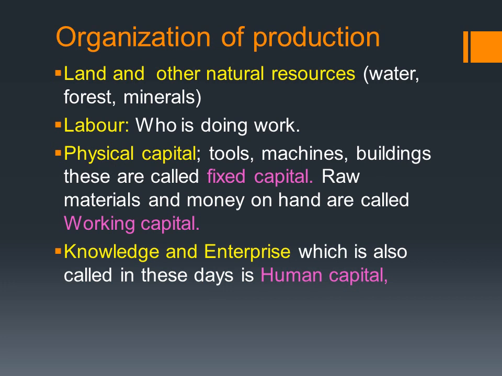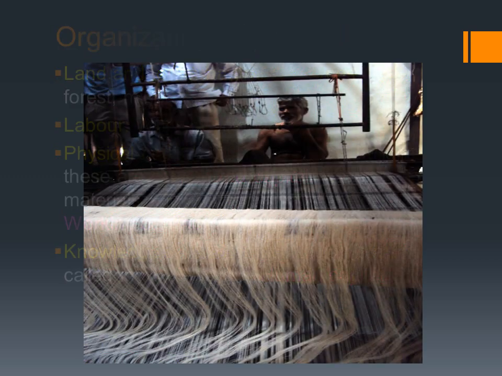For managing these three, we need knowledge and enterprise, which is known as human capital. In this picture, you are able to understand how organization of production is used. A piece of land, labor works with tools and labor has the knowledge of making weighing machine clothes.